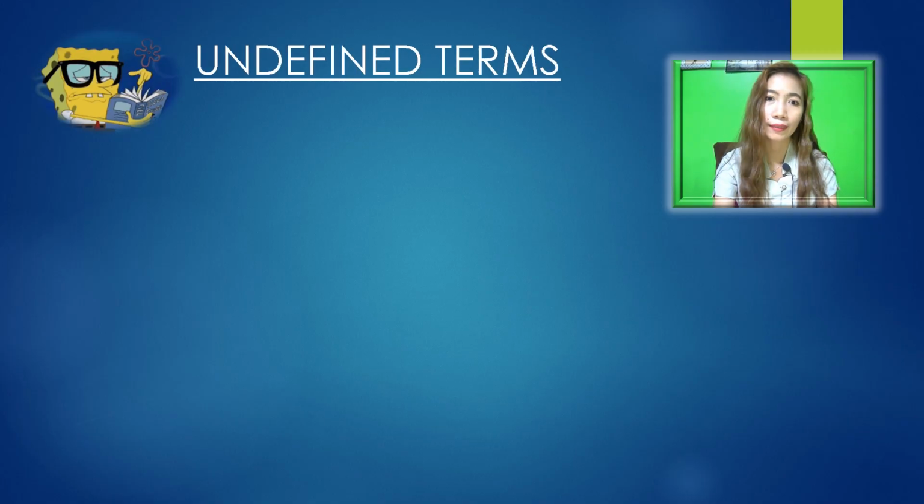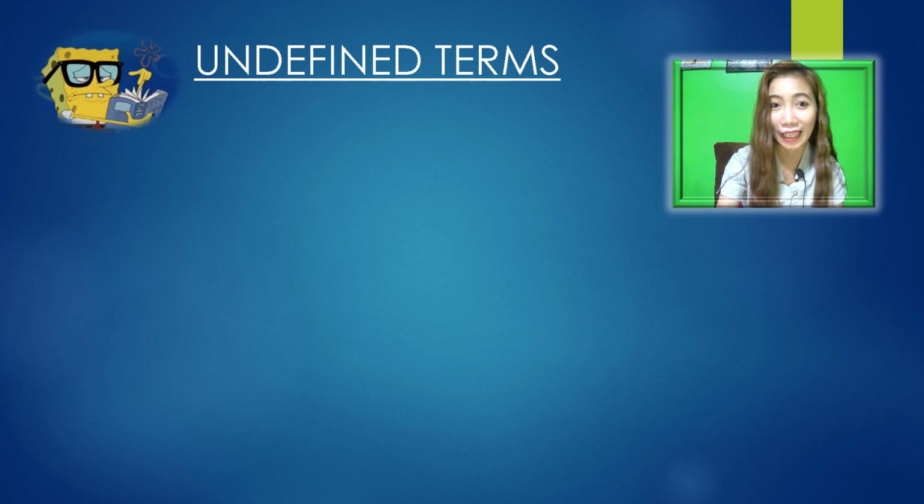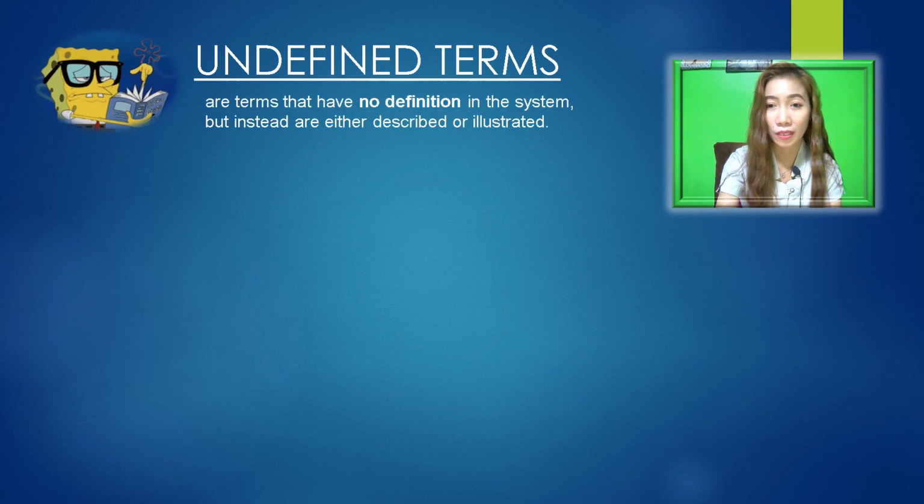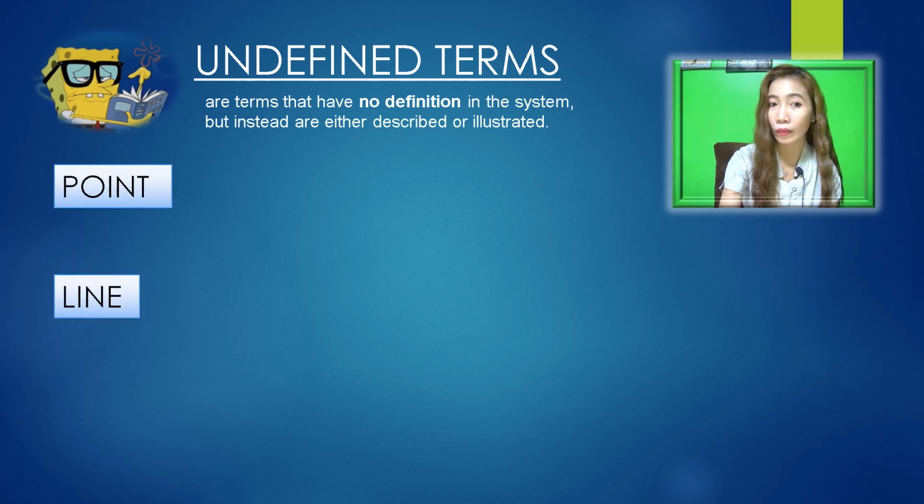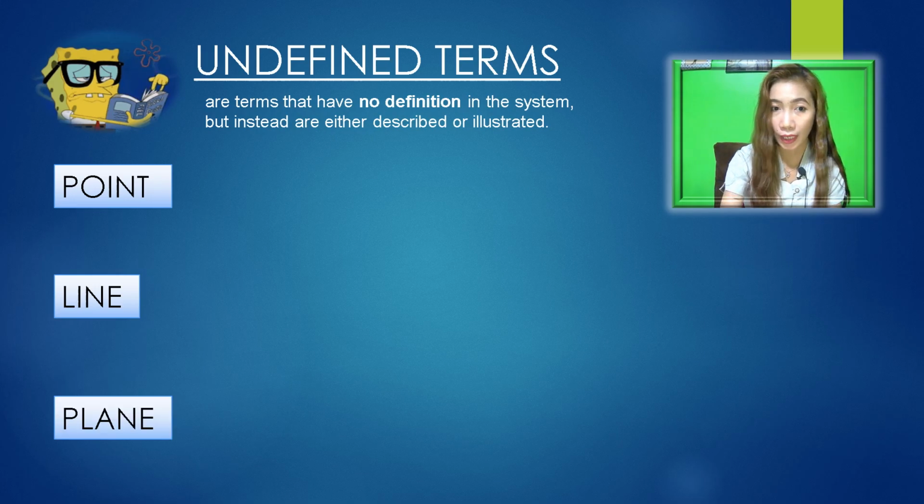Okay, so undefined terms. So from the name itself, alam nyo na agad ang magiging definition yan, okay? So these are terms that have no definition in the system. But instead, these terms are either described or illustrated. So wala siyang definition. At kanina sa motivation part, nabanggit ko na kung ano itong mga undefined terms na ito. And these are point, line, and a plane. Okay? So, I think review na lang to para sa inyo.